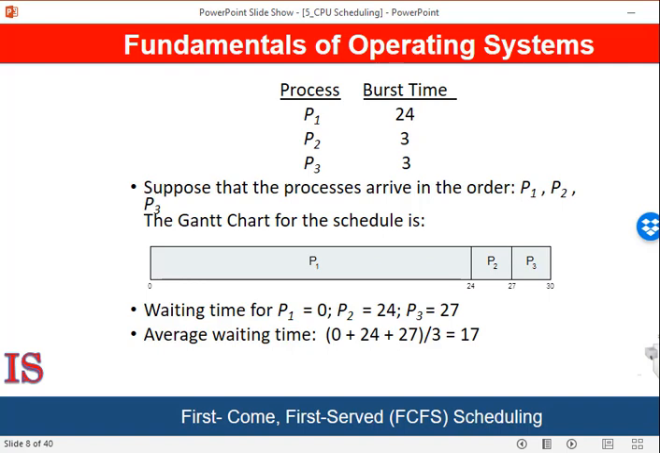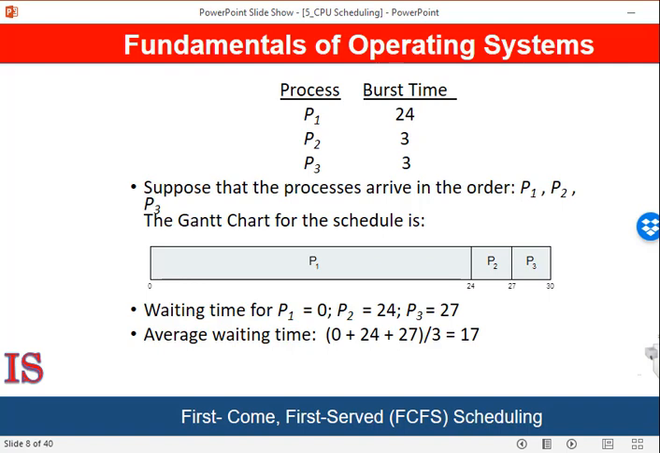On the negative side, the average waiting time under first come, first serve is often quite long. Consider the set of processes in this slide that arrive at time 0 with the length of the CPU burst given in milliseconds. If the processes arrive in the order P1, P2, P3 and are served on a first come, first served basis, we get the results shown in the Gantt chart, which is a bar chart that illustrates a schedule, including the start and finish times of each of the participating processes.